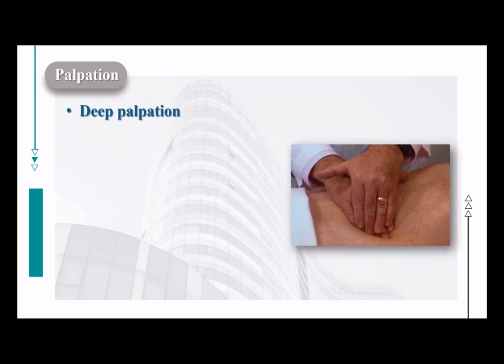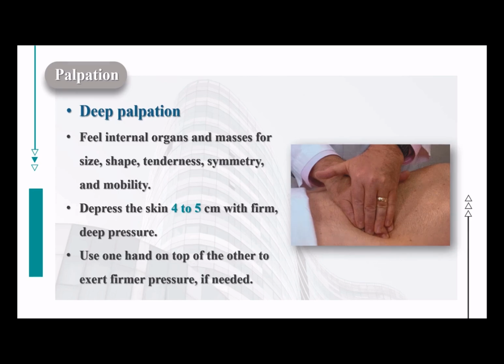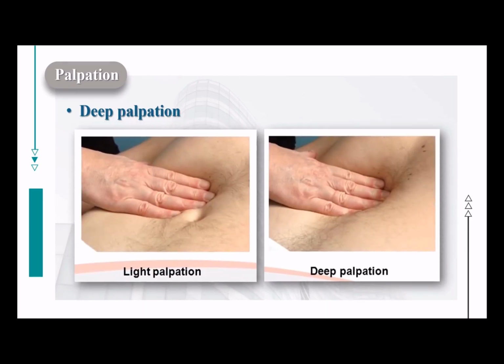Firm pressure is applied to displace the superficial tissues, allowing palpation for deeper lesions. This is especially useful in the abdomen, but is also useful in the neck, breasts, and large muscle masses. Avoid firm palpation over nerves or other tender structures whenever possible. Depress the skin 4 to 5 centimeters with firm, deep pressure. We may use one hand on top of the other to exert firmer pressure if needed. These two pictures compare light and deep palpation.